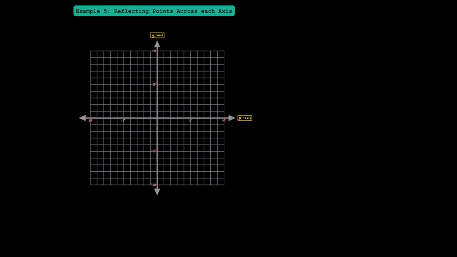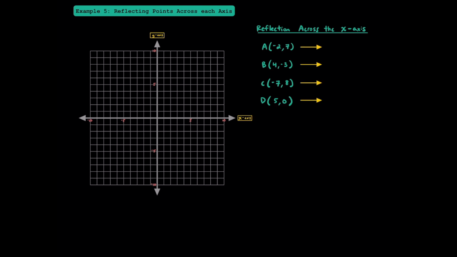In example 5, we're going to practice reflecting points across each axis. Let's start with practicing reflecting points across the x-axis. Let's look at this first point A, which is located at negative 2, 7. Here we can see it plotted in quadrant 2. We're going to reflect point A across the x-axis here.